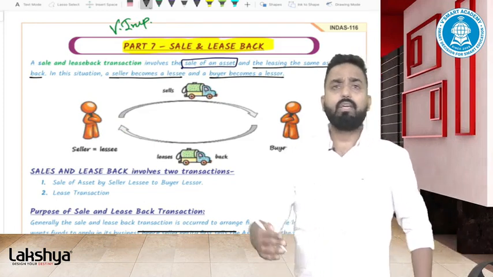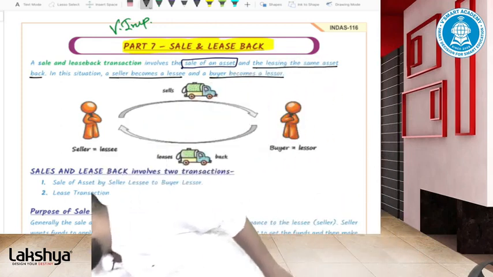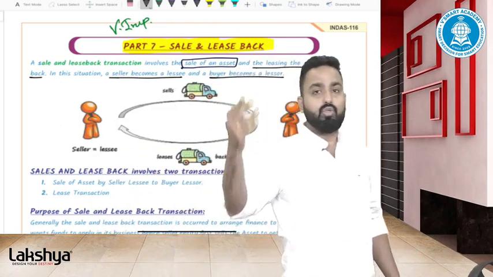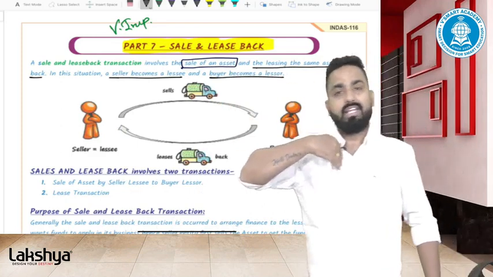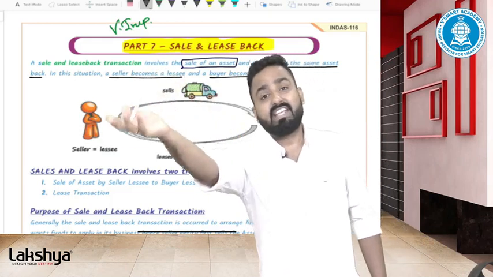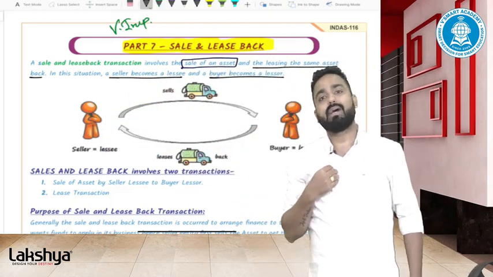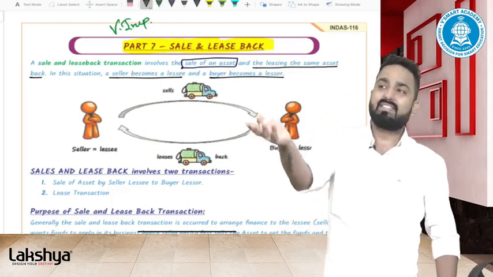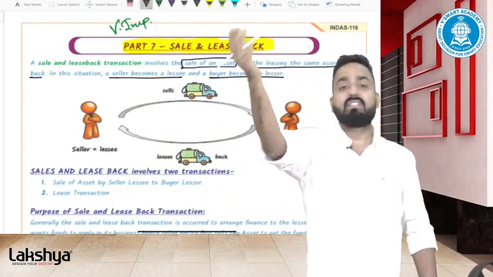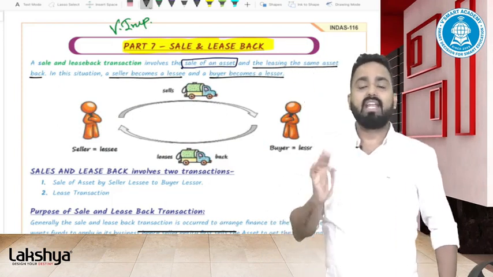One party is selling the asset, first of all, to the other party, seller and buyer. The same party who sold the asset is taking the same asset or a similar asset back from the buyer on lease. Understood or not? This is called sale and lease back.